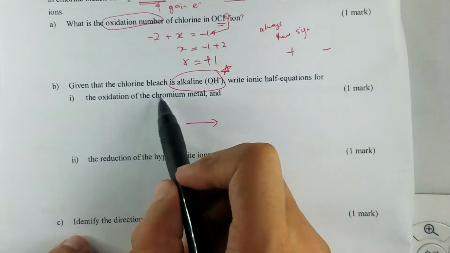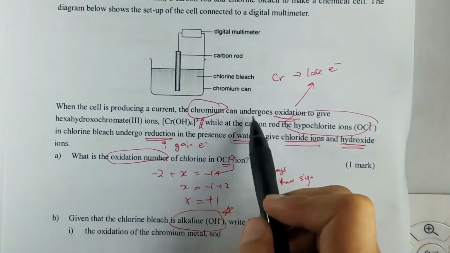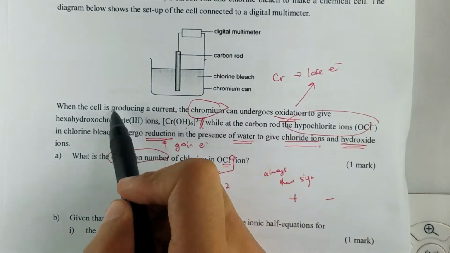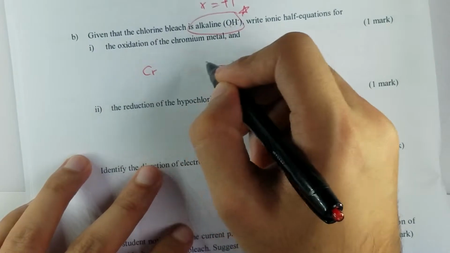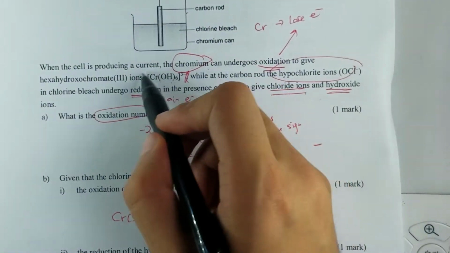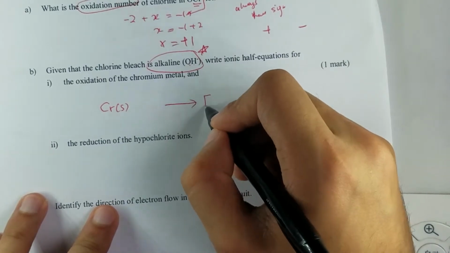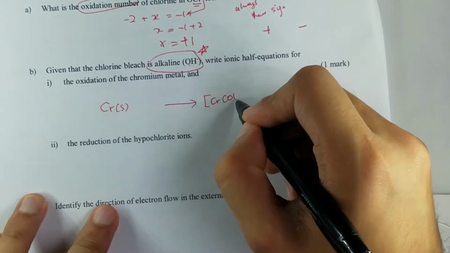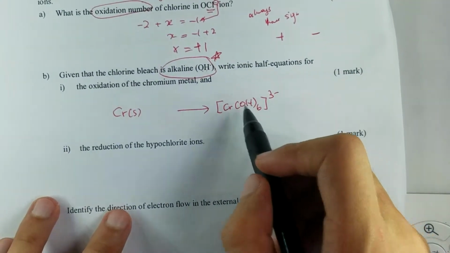So we're looking at chromium metal. Let's look at what happened to chromium metal. Chromium metal can undergo oxidation to give out this particular thing. So I will know that chromium solid will form hexahydroxochromate(III). So I just have to write this down, Cr(OH)6 3-.